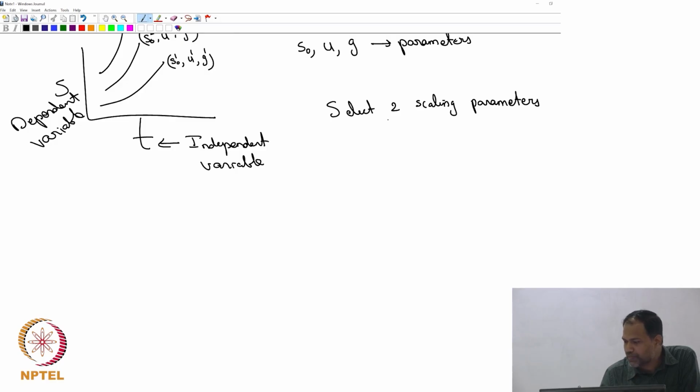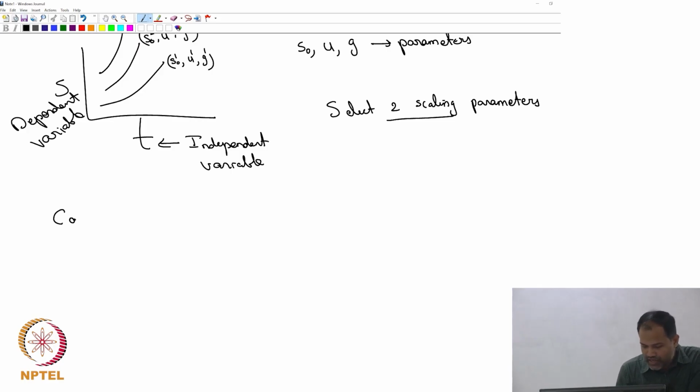Now what is meant by scaling parameters is essentially you are going to use that scaling parameter to non-dimensionalize your other variables. So remember, when we were doing the pipe flow, we non-dimensionalized our equation in some fashion. We chose a characteristic length, we chose a characteristic velocity. Similarly you are going to select certain things and then you are going to use that to non-dimensionalize your equation. So here, we don't know how many we should have actually chosen. At the moment, let's not worry. I'm just telling you that let's select 2 of them. So in this case, I have S0, U and G as the parameters. We have to select 2 of them.